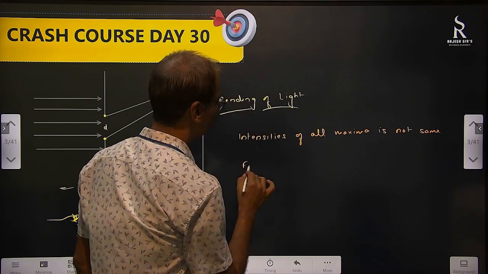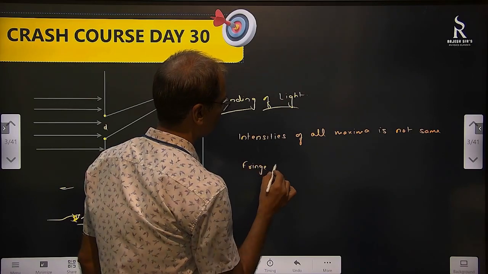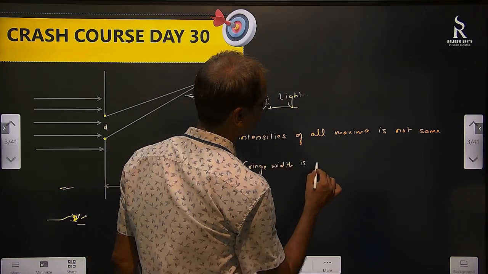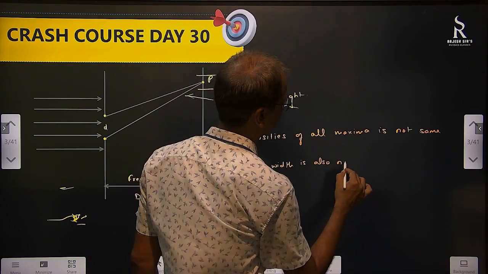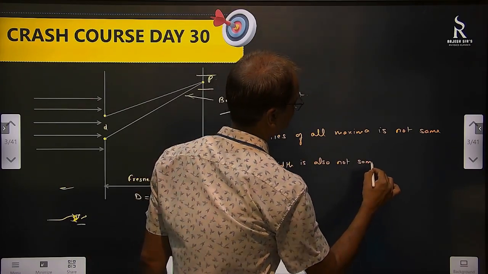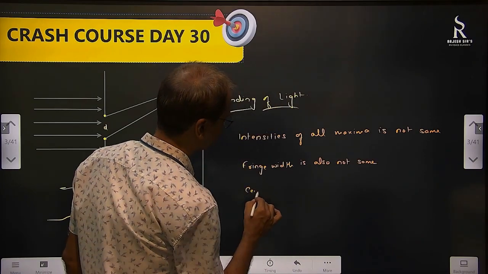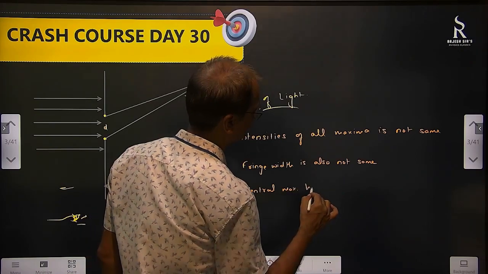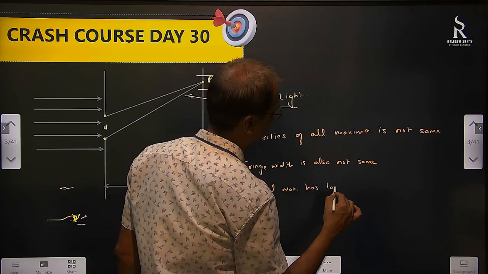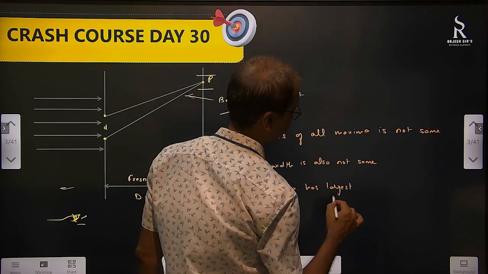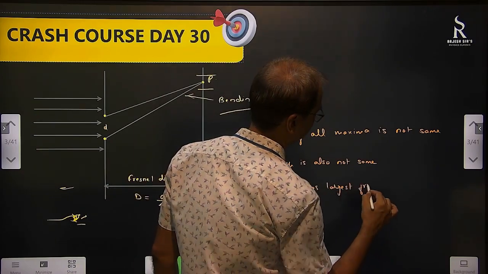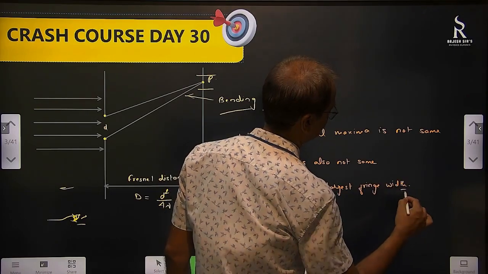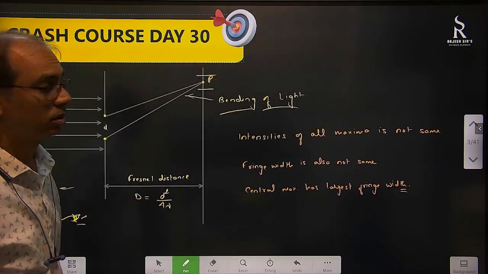Same way, fringe width is also not same. Central maxima has largest fringe width. Central maxima has largest or biggest fringe width. Okay, so this is mainly the difference.